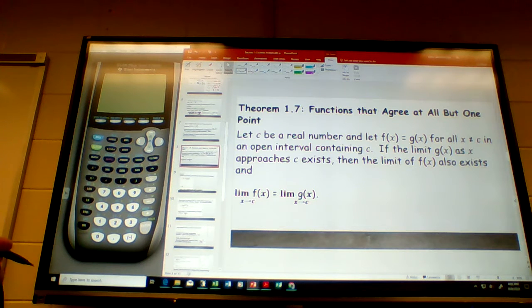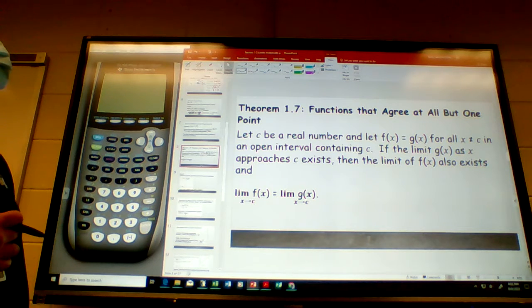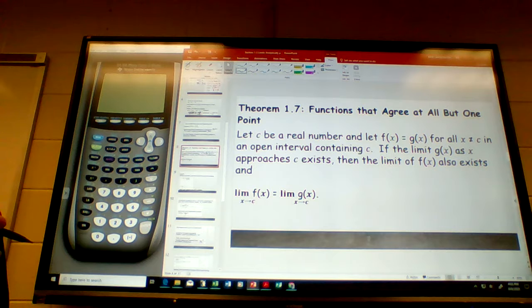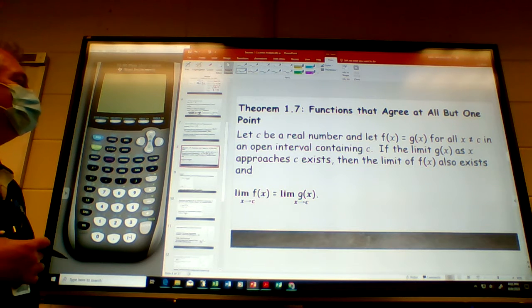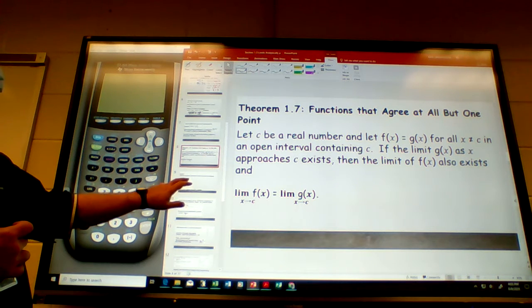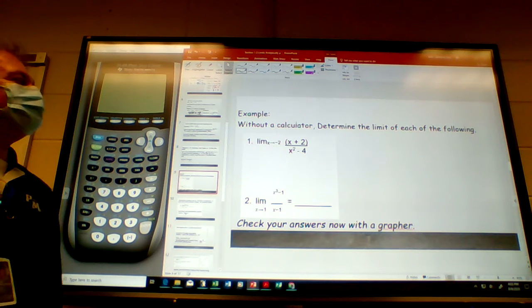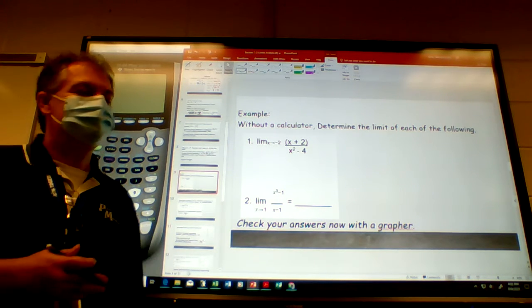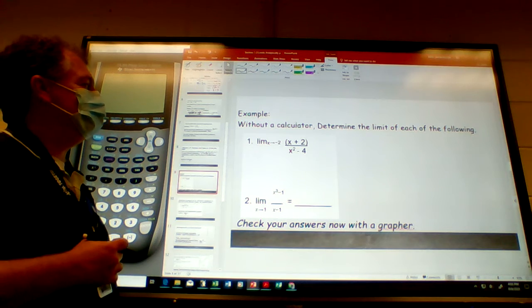So, if we look at that, if the functions agree at all but one point, let c be a real number and let f of x equal g of x for all x not equal to c in an open interval. If the limit of g of x as x approaches c exists, then the limit of f of x also exists, and the two limits are equal. So here's what this means. We talked about this a little bit in 1-2, but I'm going to give you a better example of this right now.